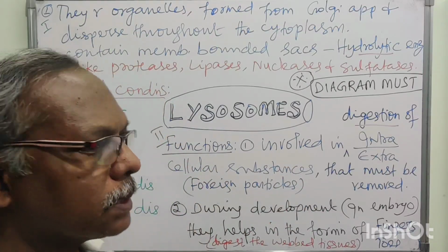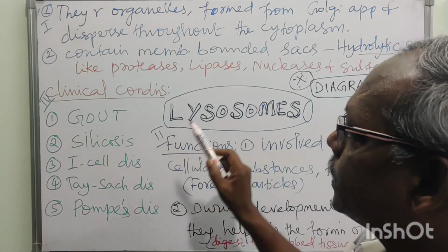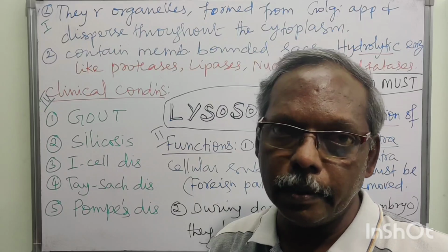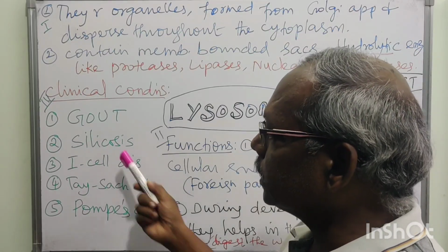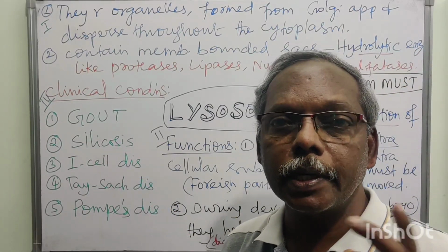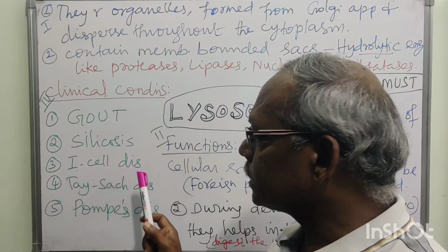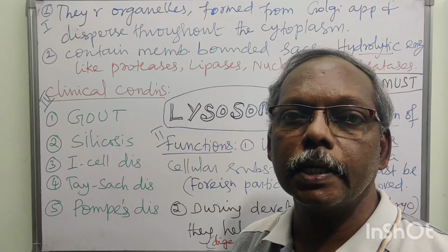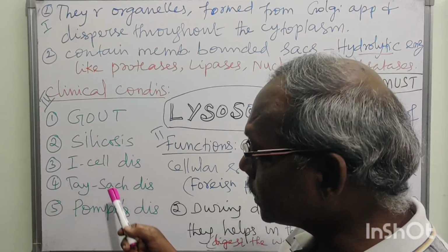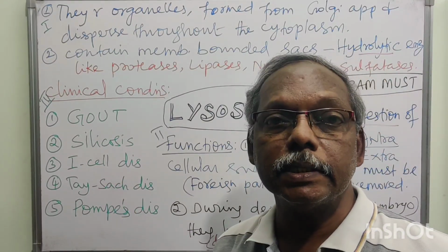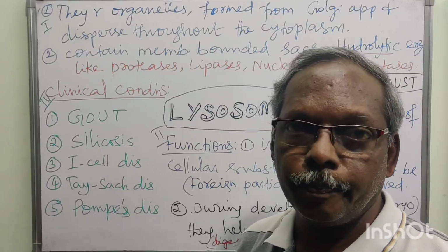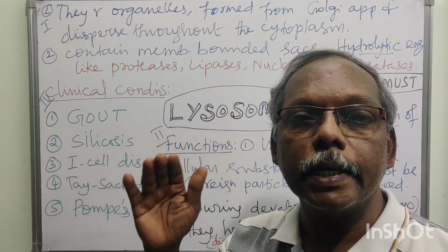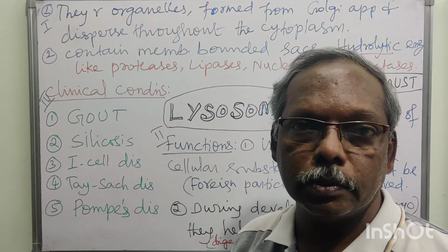Third, what they are asking is to name the clinical conditions for these lysosomal disorders. First one is gout, hyperuricemia, right? Second one is silicosis, which is one kind of respiratory problem. Third one is I-cell disease. This is a lysosomal storage disease. Another name of the title is lysosomal storage disease. The examples are Tay-Sachs disease, Pompe's disease, like that. So you pick any 2 or 3 for your clinical conditions related to lysosomes. Okay.